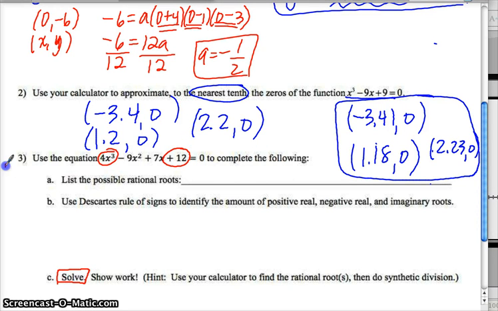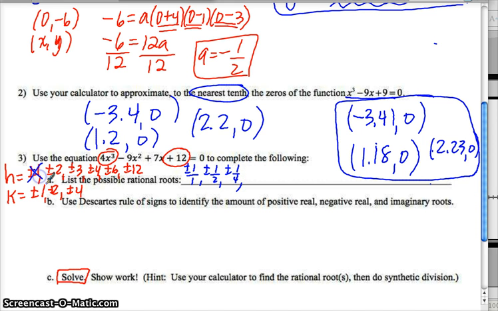Well, my h possibilities are plus and minus 1, plus and minus 2, plus and minus 3, plus and minus 4, plus and minus 6, plus and minus 12. You can see why this is going to get a little bit yucky as far as guessing and checking with synthetic division. Your k's are plus or minus 1, plus or minus 2, and plus and minus 4. When we combine those, h over k, it's plus or minus 1 over 1, plus or minus 1 over 2, plus or minus 1 over 4.